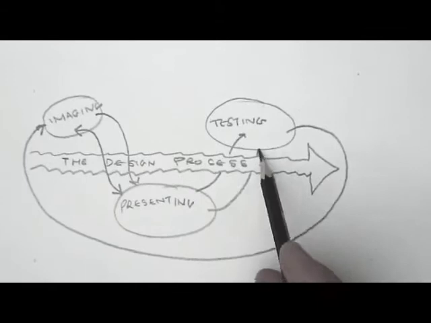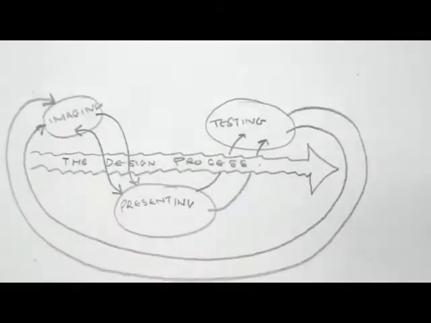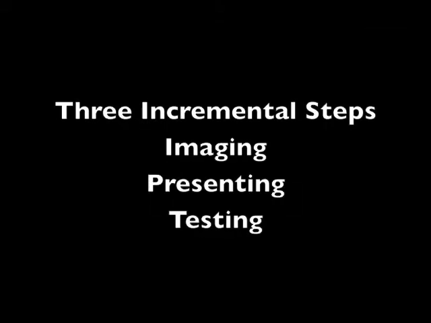Zeisel describes the process of designing as 3 incremental steps: imaging, presenting, and testing. In imaging, we develop our conceptual ideas. In presenting, we share those ideas with other people. And in the testing stage, we take the information that these other people give us and we weave it back into the considerations that we may not have already covered in our first phase of design.